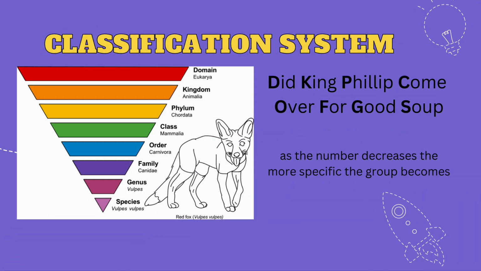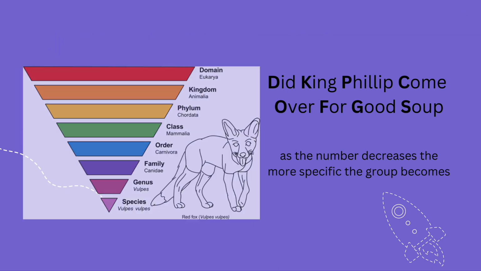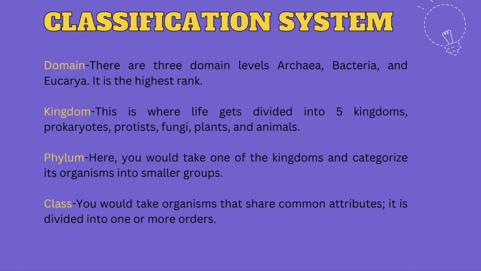So in the classification system, there are 8 levels: domain, kingdom, phylum, class, order, family, genus, and species. You could use the saying, "Did King Philip come over for good soup?" as a way to remember it better. So as the number decreases, the more specific the group becomes. What does each classification system mean?